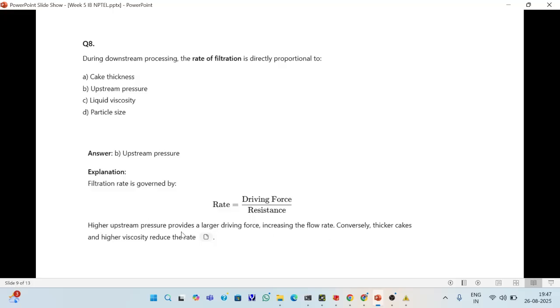So with higher upstream pressure, there is also a large driving force. Hence, the rate is proportional to driving force as well as higher upstream pressure, increasing the flow rate. Conversely, thicker cakes and higher viscosity reduce the rate. So wherever there is a thicker cake, there is higher viscosity and hence it reduces the rate. Okay, I hope this is clear.